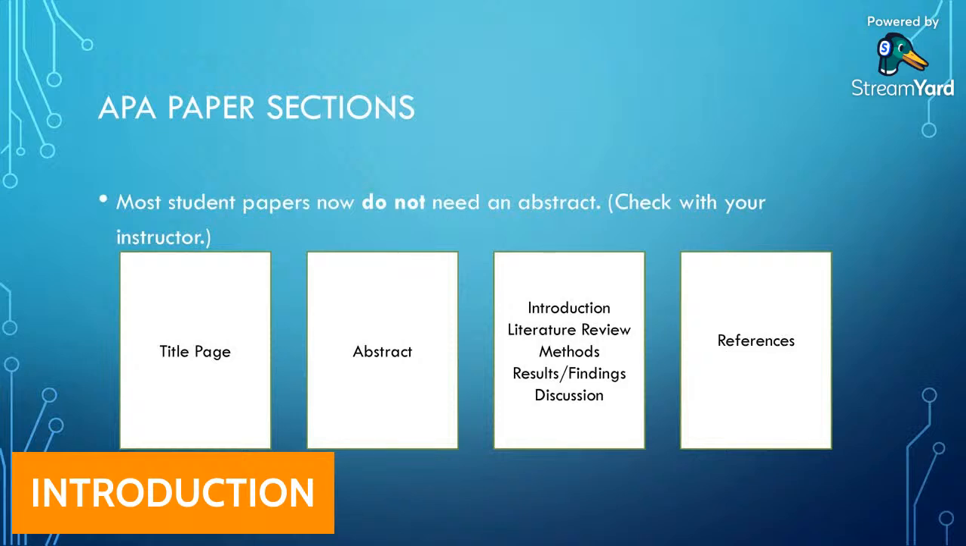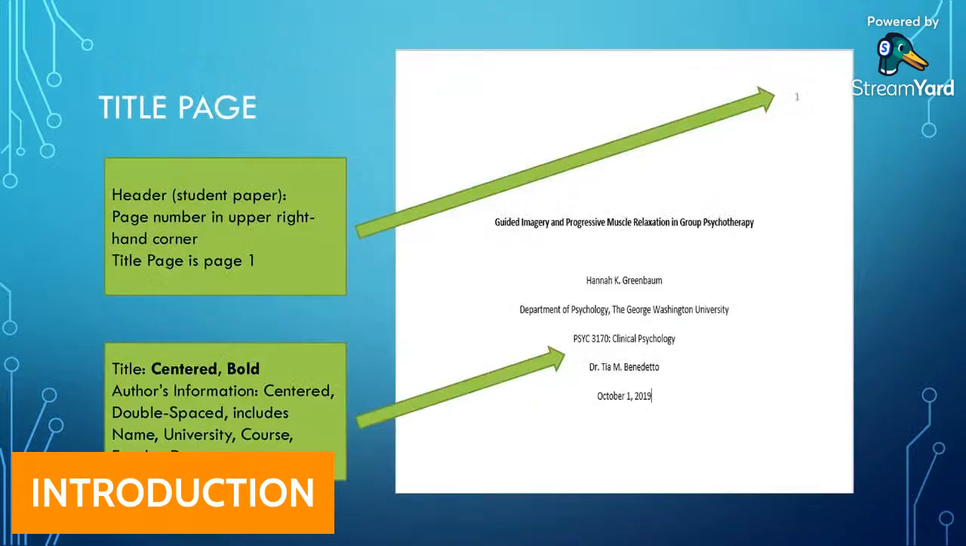APA paper sections. We also have to check our university guidelines too, because every university or institution has some guidelines of its own along with this APA style. So here it is just an intro. It includes title page, abstract, introduction, literature review, method, results, findings, and discussion, and at last references.